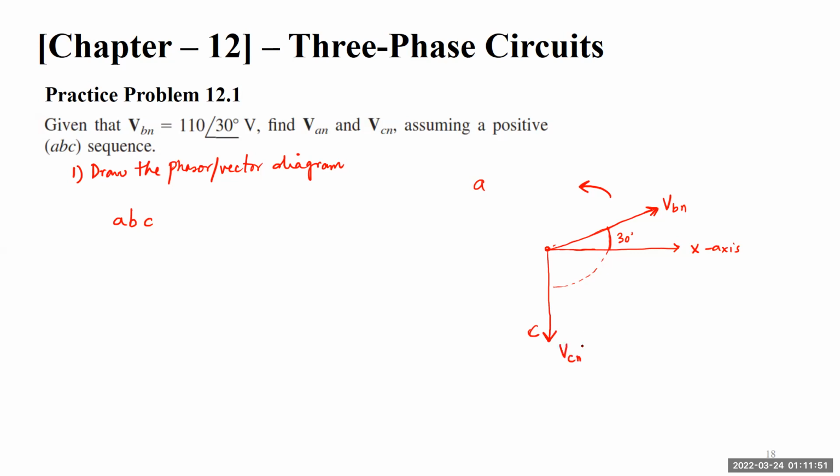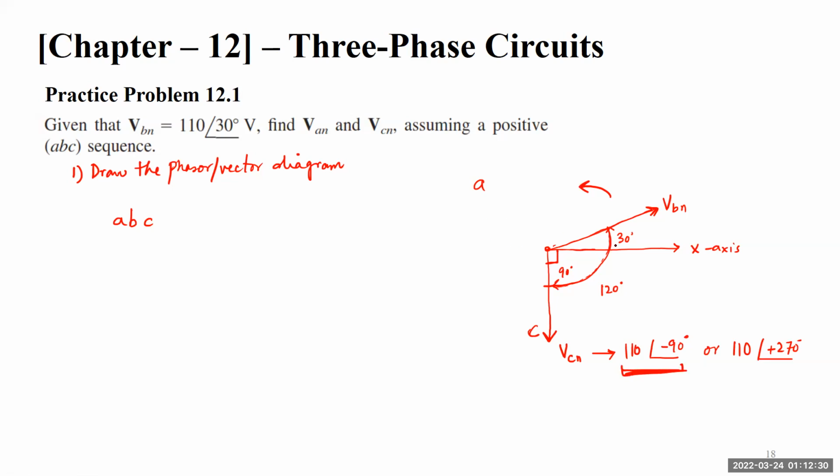This will be VCN, and this angle will be 90 degrees, and this whole angle between here and here will be 120 degrees. Okay, so this is my VCN. So VCN is what? 110 angle of minus 90, or 110 angle of plus 270 degrees. Okay, so it is up to you how you're going to write it. Again, a good engineer will go with this value.